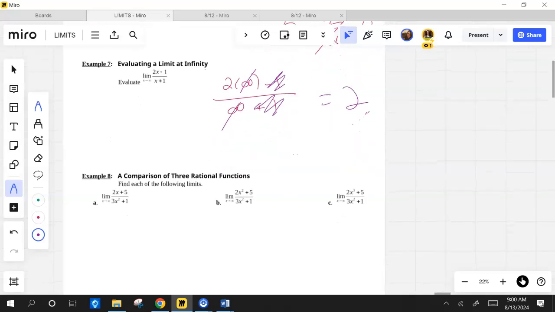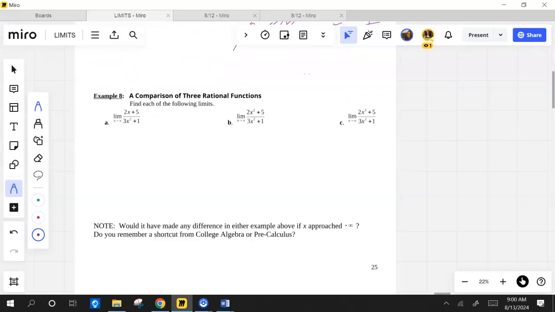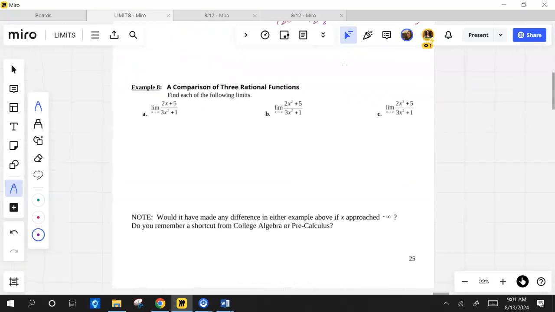No, because 8's the same way. It's pretty easy. I want to jump down to 9. For A, you just know. All right, 2 times infinity plus 5 over 3 times infinity squared plus 1. Now I know it's bottom heavy. I better get what? 0.